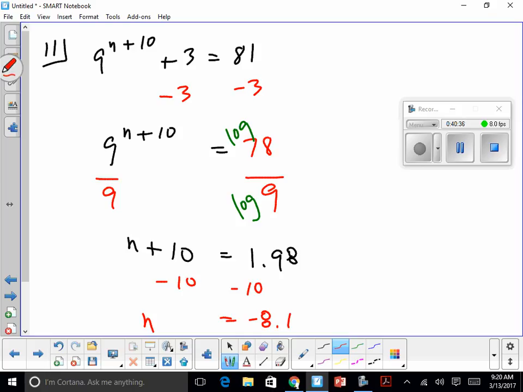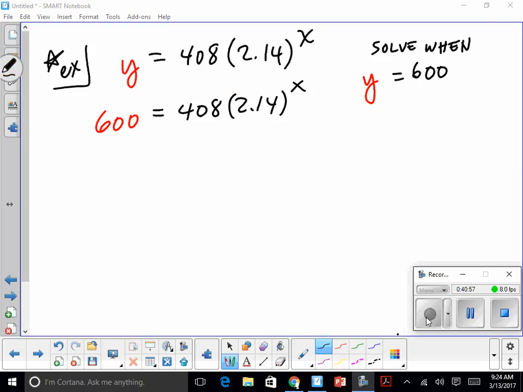Take a look at it. We got one last problem to look at, but I want you to look at this one. The hint is you got to get rid of that 408 first, and that 408 is being multiplied by the 214. How do you get rid of something that's being multiplied? And they even switch sides on you.